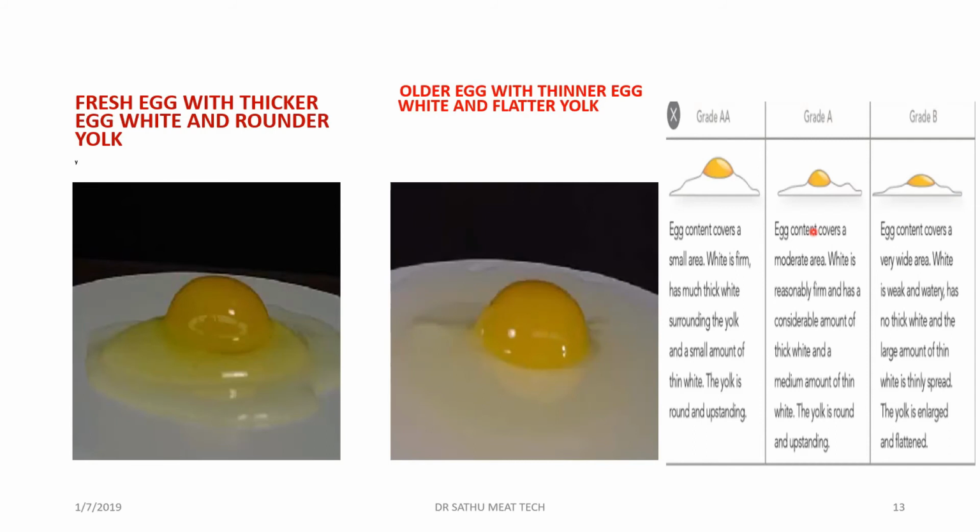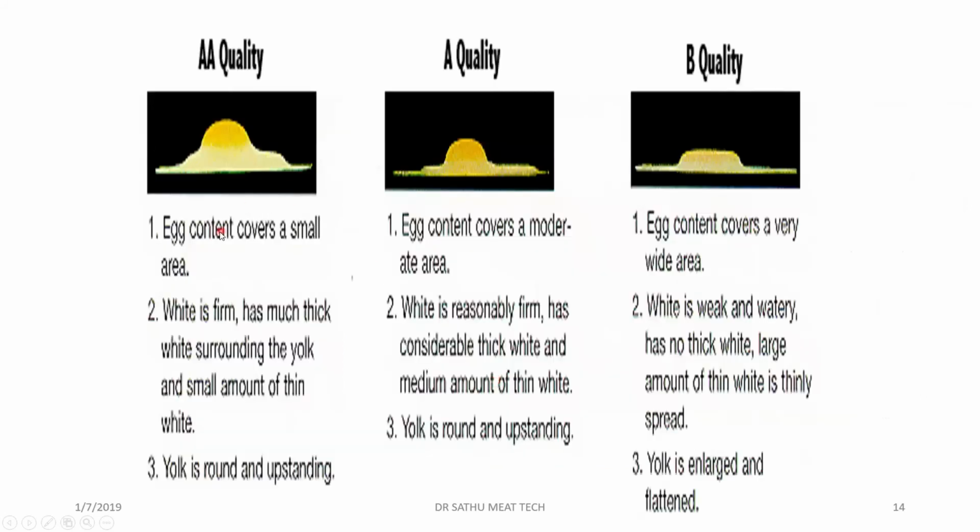Then we can see if it is a good quality egg, it will have a thick albumen. If it is a poor quality egg, it will have a thin albumen. That is the aged eggs. So you can see here the egg content covers a small area, moderate area, very large area. You can see the large area is covered.